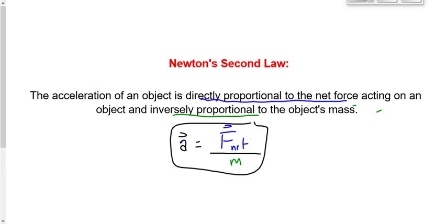By the way, on your data sheet, the next equation you see, under dynamics, is F is equal to M times A, which you can see is just a rearranged form of the equation that we just wrote down.